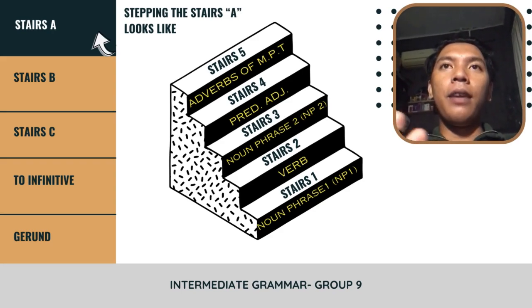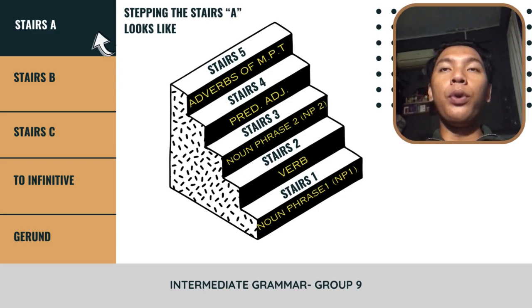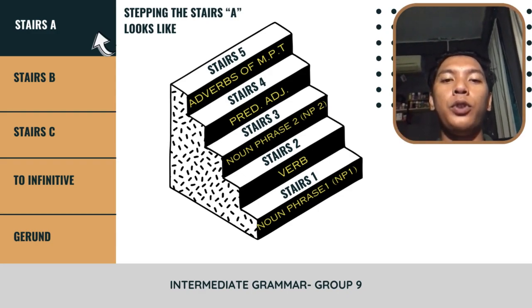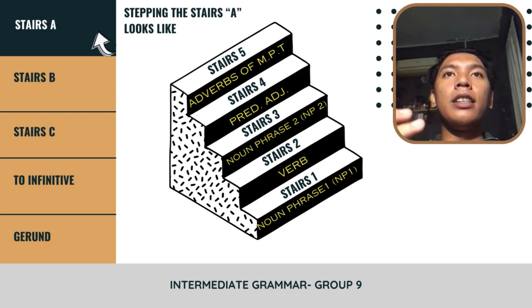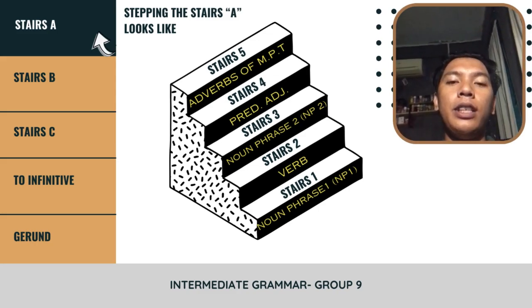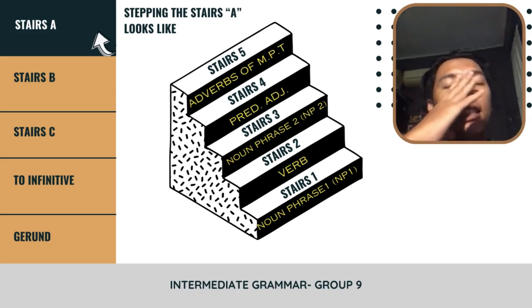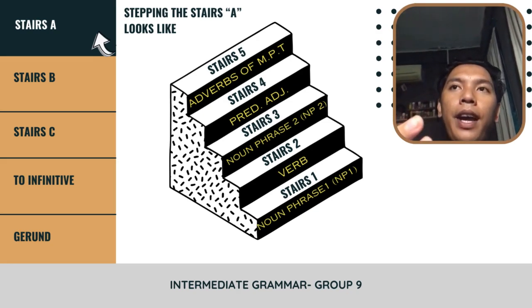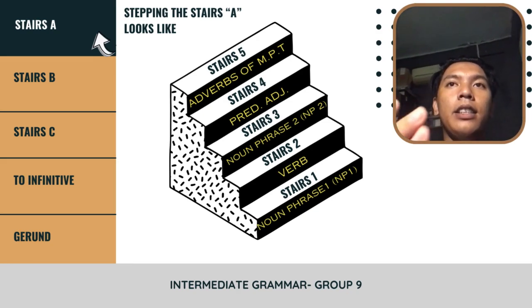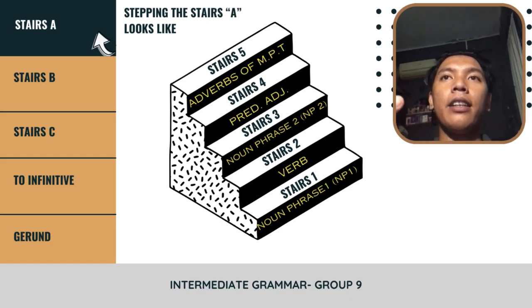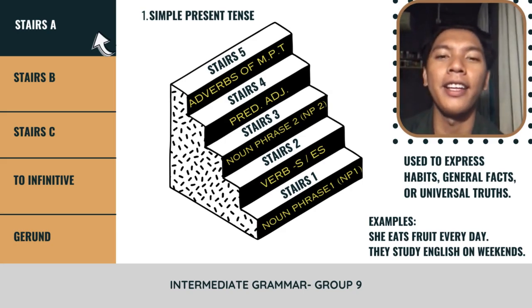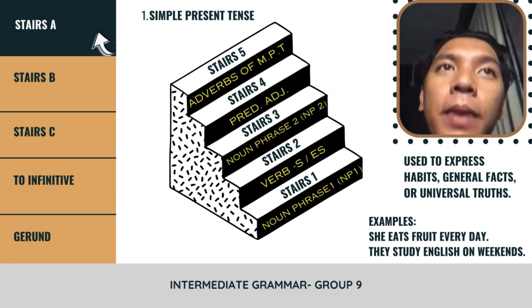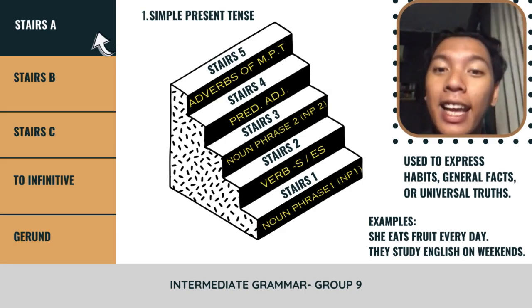Negative and interrogative forms use do or does for most verbs, while the verb to be has its own unique form. Understanding and correctly using the simple present tense is essential for conveying routine activities, universal facts, and current states effectively. That's it.